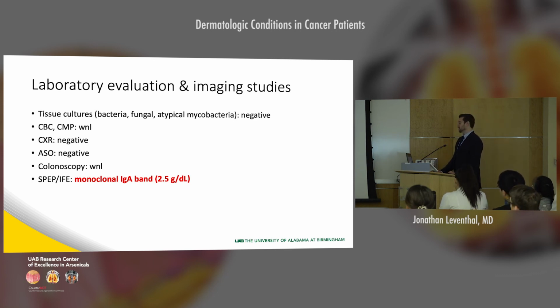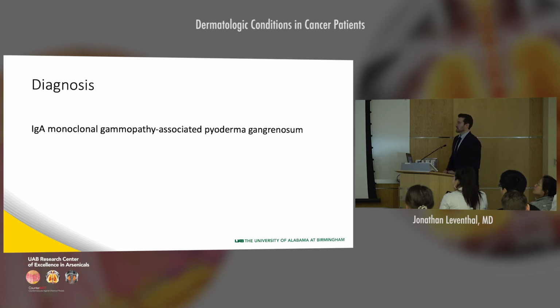We made her get a colonoscopy to rule out one of the important associations with the likely diagnosis that was negative, but she was found to have on her SPEP and her immunofixation, always checking immunofixation, by the way, not just SPEP, or else you can miss the IgA. She had a monoclonal IgA band. And so the patient was diagnosed with IgA gammopathy-associated pyoderma gangrenosum.